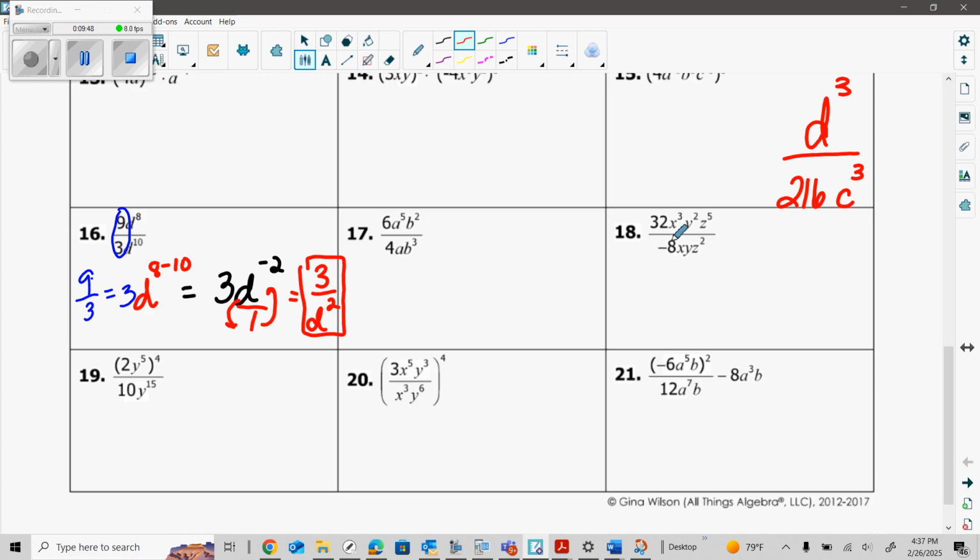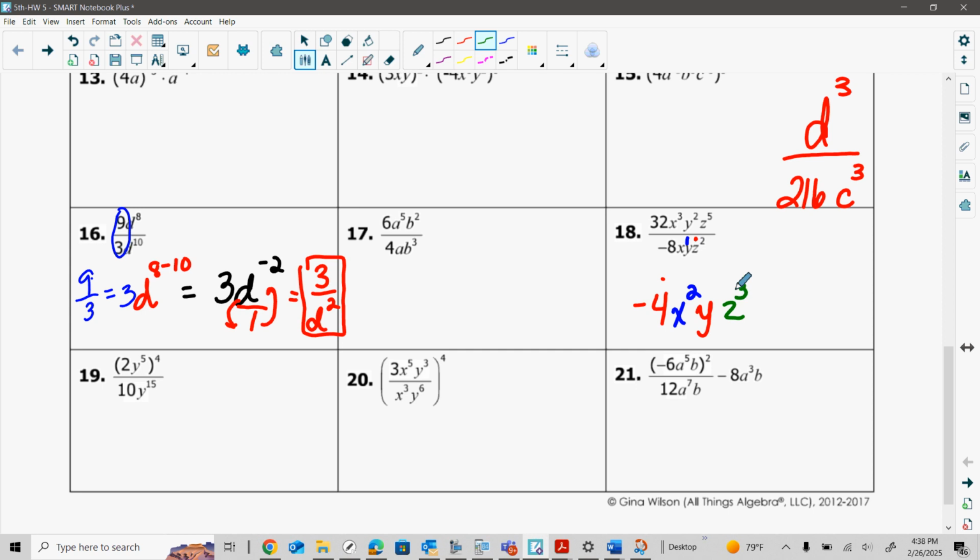So I'm going to jump to 18, 32 over negative 8, or 32 divided by negative 8. That simplifies into negative 4. Then I'm going to do each exponent, subtracting the exponent for each variable. Remember, there's an invisible 1 with that x, so this is 3 minus 1, which would be x to the second power. Then I go to my y's, y to the second, and that's an invisible 1. That's going to leave me with just y to the first power. And then I'm going to go to my z's. 5 minus 2 is z to the third.